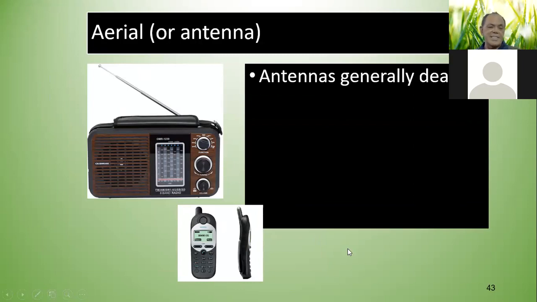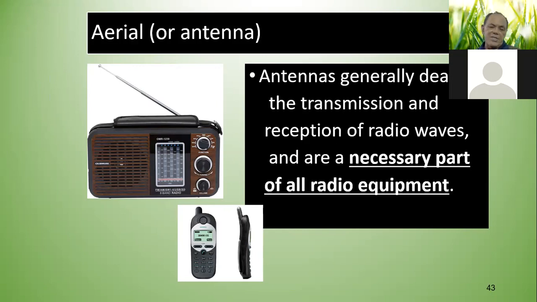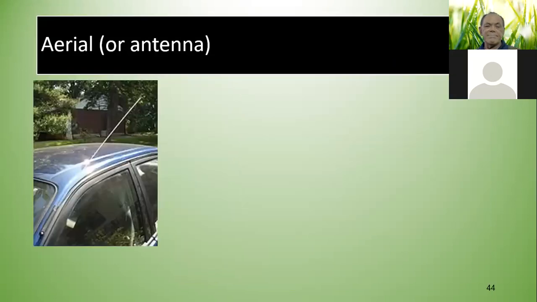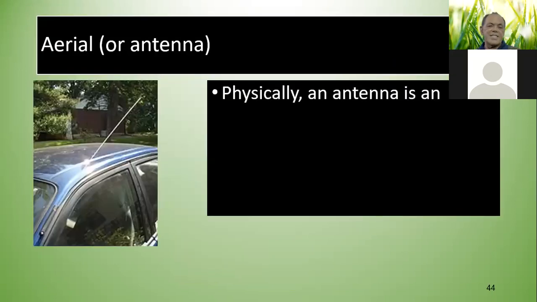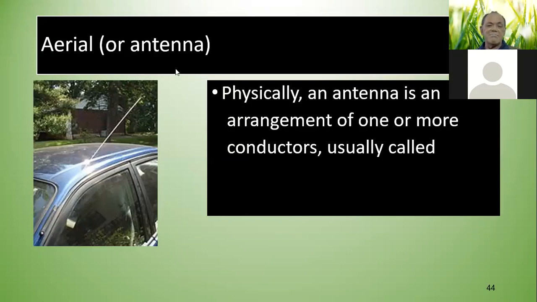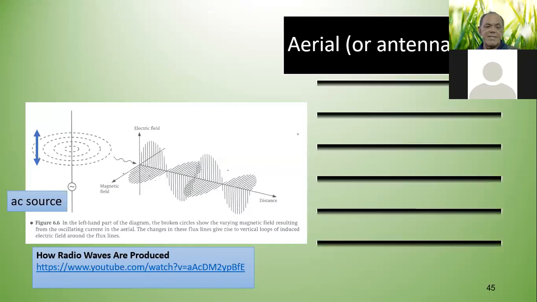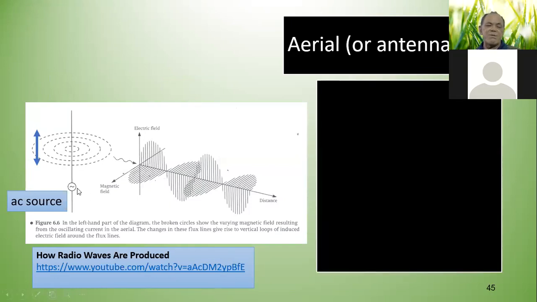Antennas generally deal in the transmission and reception of radio waves and are a necessary part of all radio equipment. Physically, an antenna is an arrangement of one or more conductors, basically, a conductor, that's all, usually called elements in this context. So you have an aerial antenna, and then you have your AC source. That AC source represents your alternating current coming to the antenna.